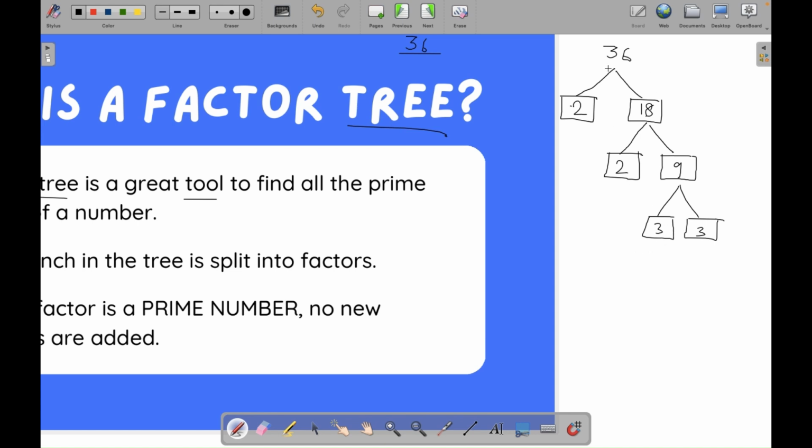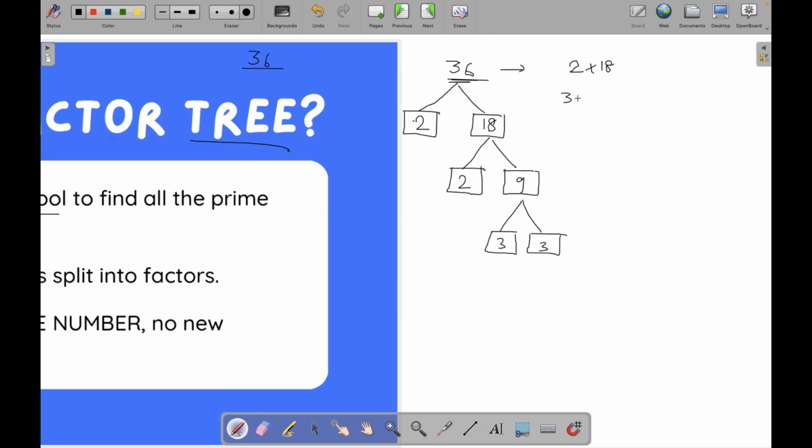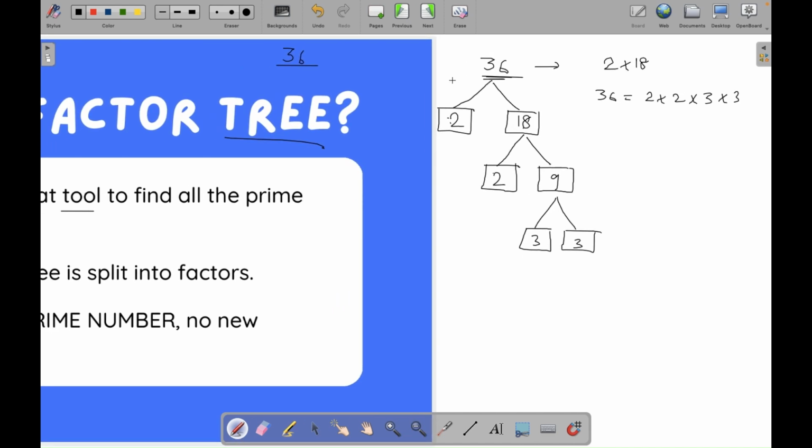Using factor trees, we can represent 36 as a product of just prime numbers. We don't want to represent it as 2 times 18. We just want to represent this as a product of prime numbers. For example, 36 would be 2 times 2 times 3 times 3. So all the prime numbers. If you multiply this, you'll get 36. Again, this is just a basic introduction. We'll go into detail in the subsequent classes, then it will be more clear.